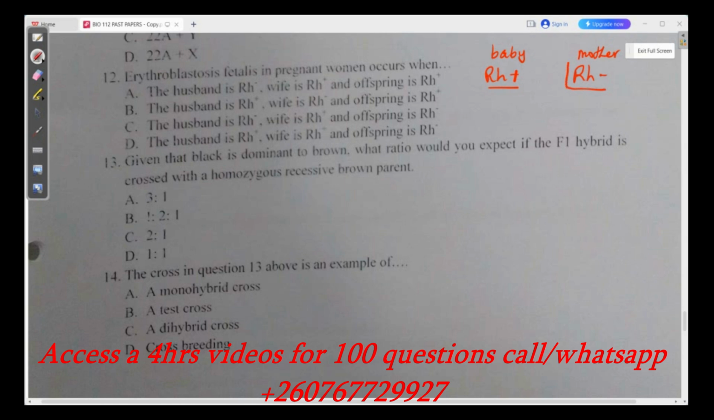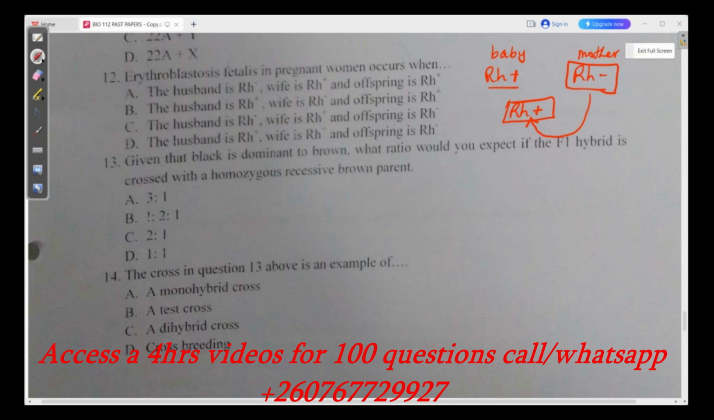So if this mother is to have a second child, and if it so happens that the second child is rhesus positive, the blood of the mother has already been sensitized against rhesus positive. So they are going to produce antibodies. The antibodies of the mother are going now to react against the rhesus positive fetus. And this fetus is going to die. This is going to be a premature death of the fetus. That is what we call erythroblastosis fetalis, also known as hemolytic disease of the newborn.